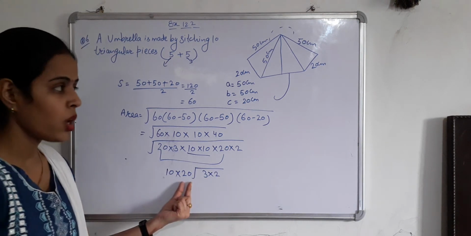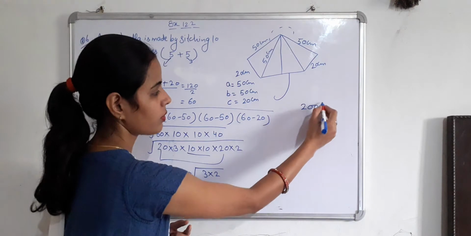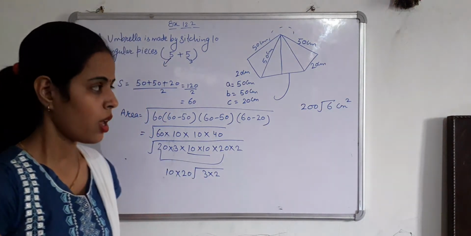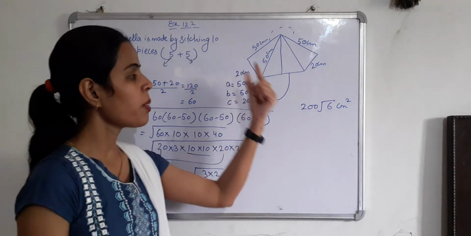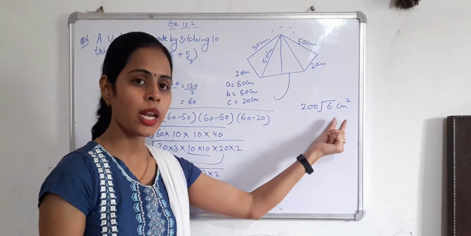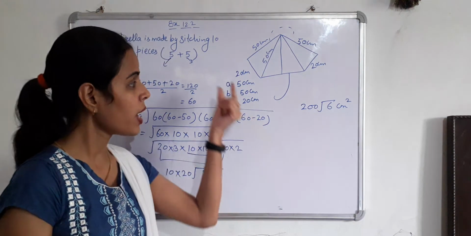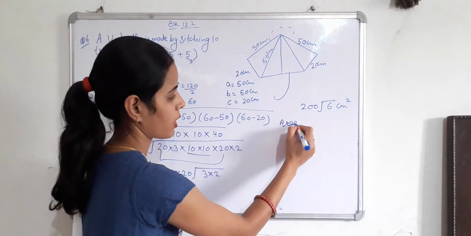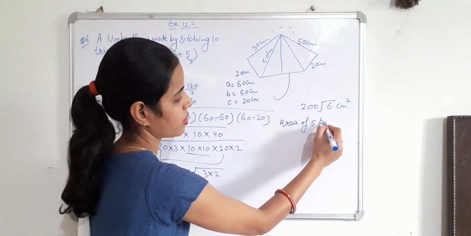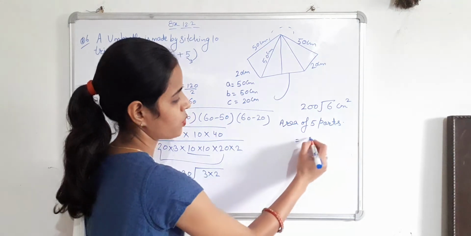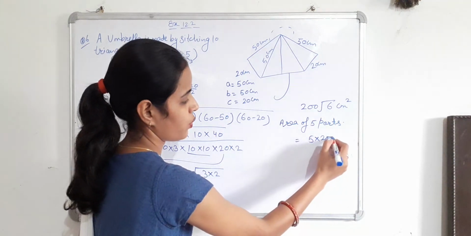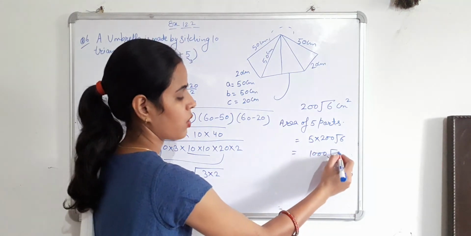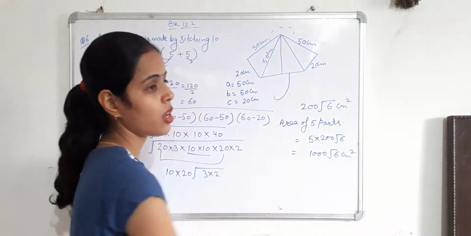10 into 20, 200. 3 into 2, 6. Centimeter square. So area of one triangular part is 200 root 6 centimeter square. There are 5 triangular parts. Then area of 5 parts equals 5 into 200 root 6. 5 into 200, 1000 root 6 centimeter square.